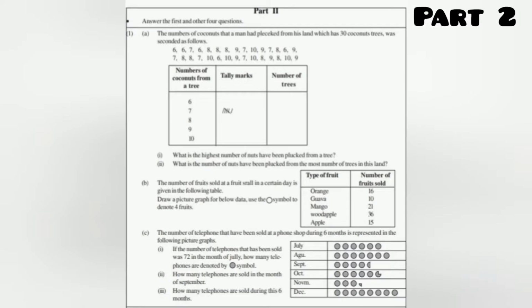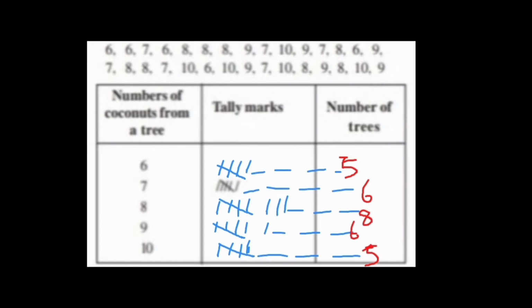Now we are going to discuss the second paper. First question, A part. The number of coconuts that a man had plucked from his land, which has 30 coconut trees, was recorded as follows. You are given some data, then you have to represent it in this table. You have to use the tally marks and find the number of trees by using the tally marks. Then first question, what is the highest number of nuts that have been plucked from a tree? That is 10. 10 is the maximum value.